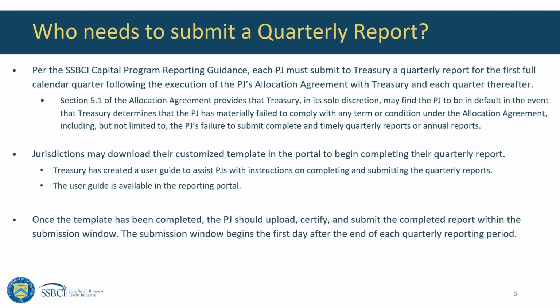Each jurisdiction is required to submit a quarterly report starting with the quarter after the signing of your allocation agreement. So, for example, if a jurisdiction signed the allocation agreement in January, which is in Q1, your first quarterly reporting requirement starts in Q2. And for jurisdictions that signed the allocation agreement in the second quarter, you are required to submit your quarterly report starting in the third quarter.